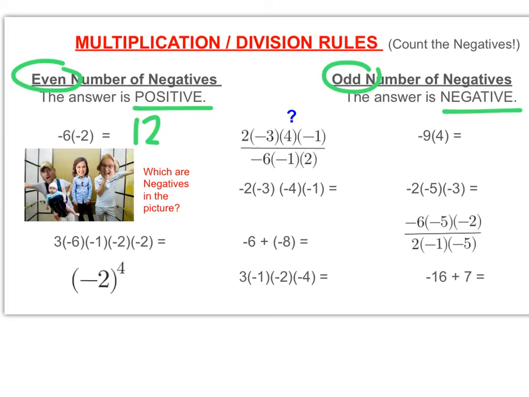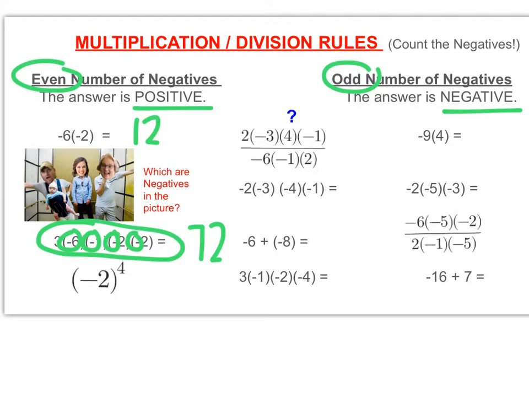Skip down to this next problem down here. I can simply take 3 times 6 times 1 times 2 times 2. Well, 3 times 6 is 18, times 1 is still 18, times 2 is 36, and times 2 is 72. And then I count the negatives again. There's 1 negative, 2 negatives, 3 negatives, 4 negatives. That's an even number, so your answer is positive 72.